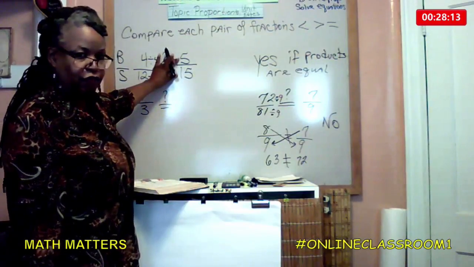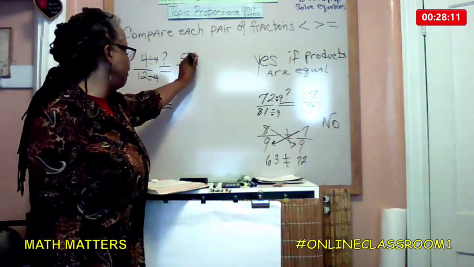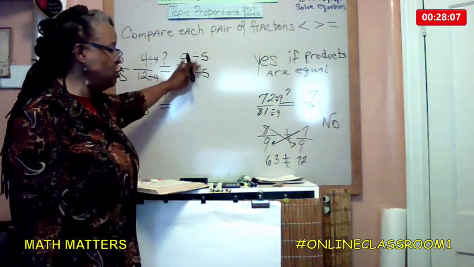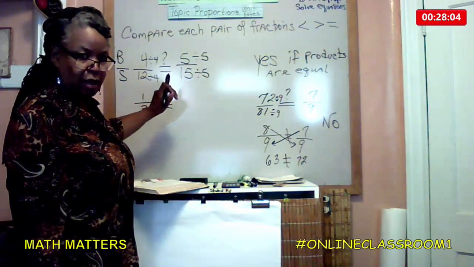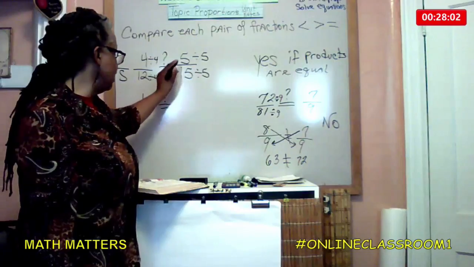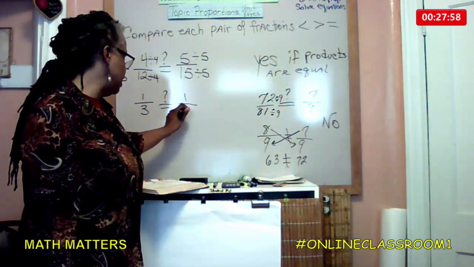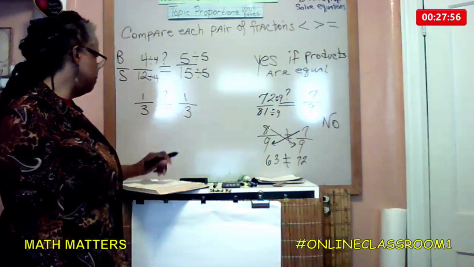Here, 5 out of 15, I can divide out the 5 and divide out the 5. As long as I do the same thing in my numerator and denominator, I'm good. I get 5 divided by 5 is 1. 15 divided by 5 is 3.